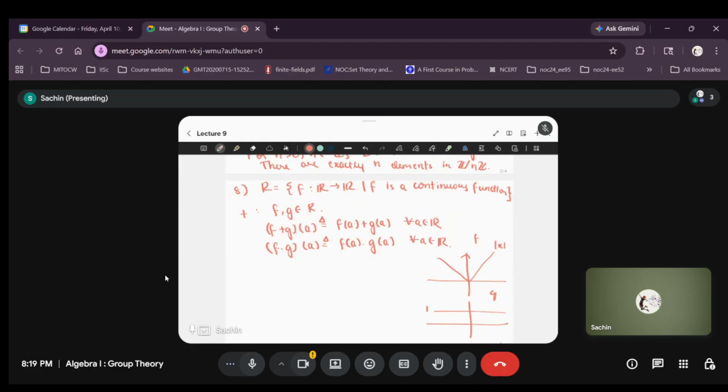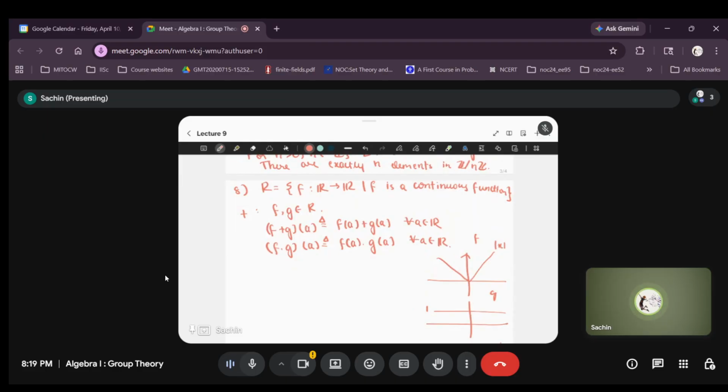Another way is from the graph: if you can draw it without raising your pen from the plane in which you are drawing the function, then it's continuous. So you can continuously draw the graph in one stroke. So these are closed. The closure, you'll have to use calculus.